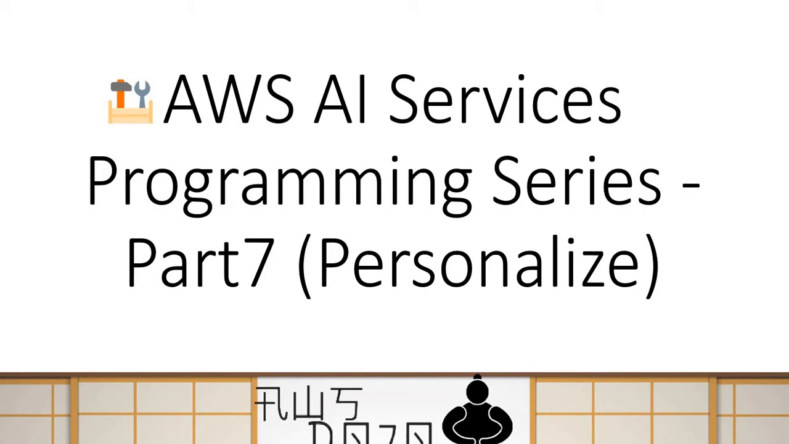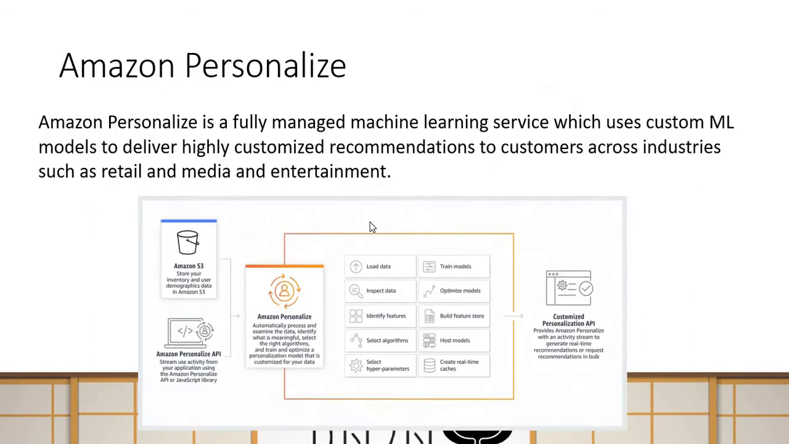Today, we are going to talk about Amazon Personalize, which is one of the AWS AI services. We have been running this AWS AI programming series for quite some time, and this is part 7 of that series. So, what exactly is Amazon Personalize? In very simple terms, Amazon Personalize is an AI service which can be used to provide customized recommendations to your users or customers.